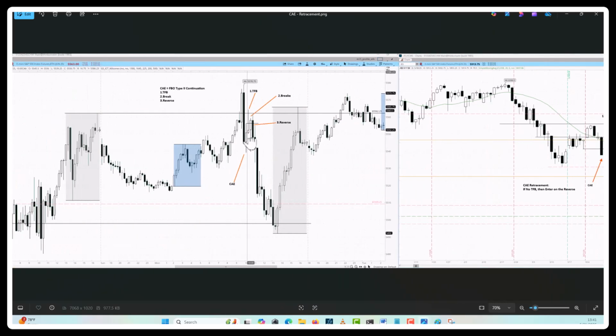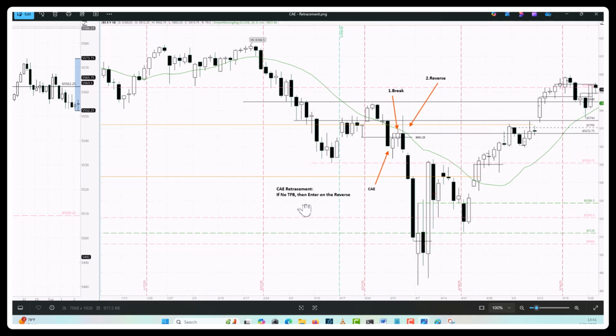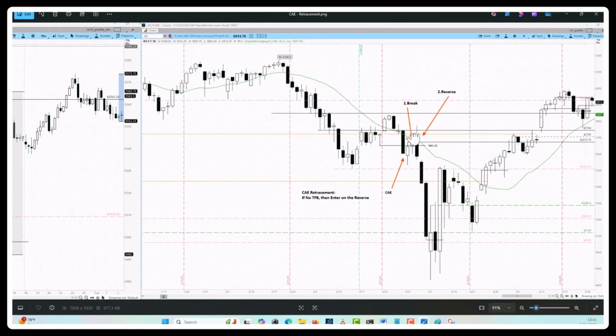The whole idea is that if that candle tests from below, then wait for its break and then enter on the reverse. What if we don't see the test from below? Then we wait for it to break and then enter on the reverse. Otherwise we miss the trade. We want to wait for the test from below.